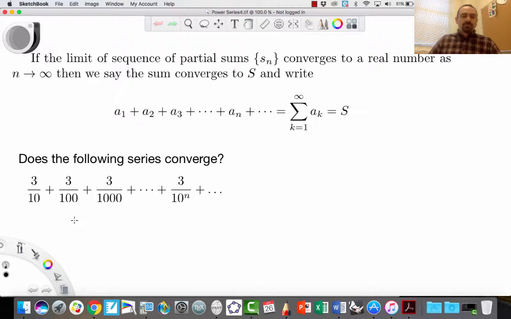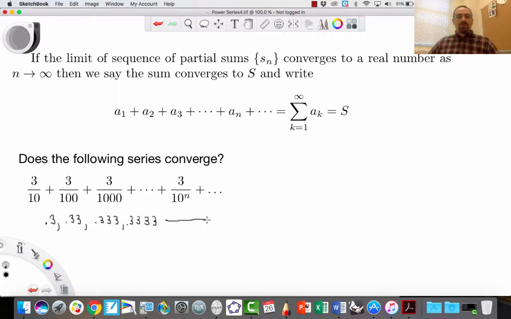Let's take a look at this. This is an infinite series. And what I want to do here is look at what this appears like as a sequence of partial sums. So the first partial sum is 3 tenths or 0.3. The second partial sum, so this is S sub 1, S sub 2 is the sum of the first two. This is 0.3 plus 0.03, so that's 0.33. The sum of the first three terms is 0.3 plus 0.03 plus 0.003, so 0.333. The next term you can see is going to be 0.33333.